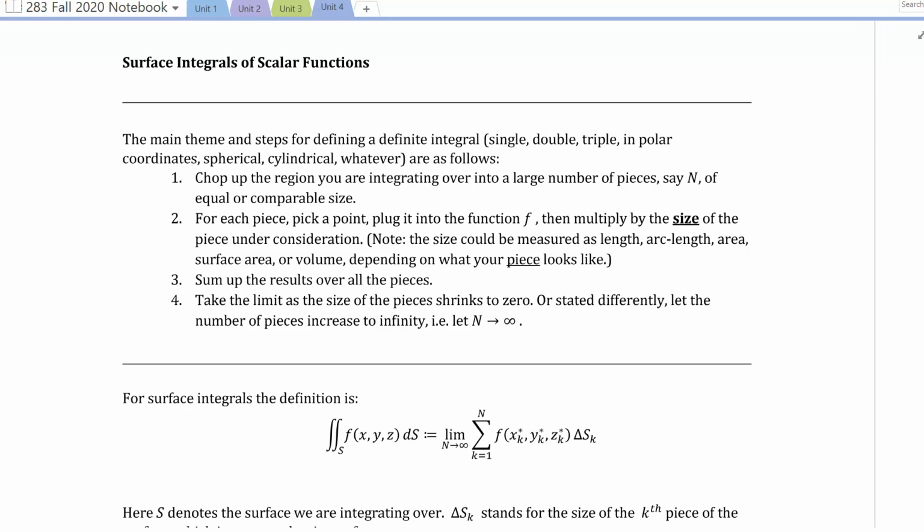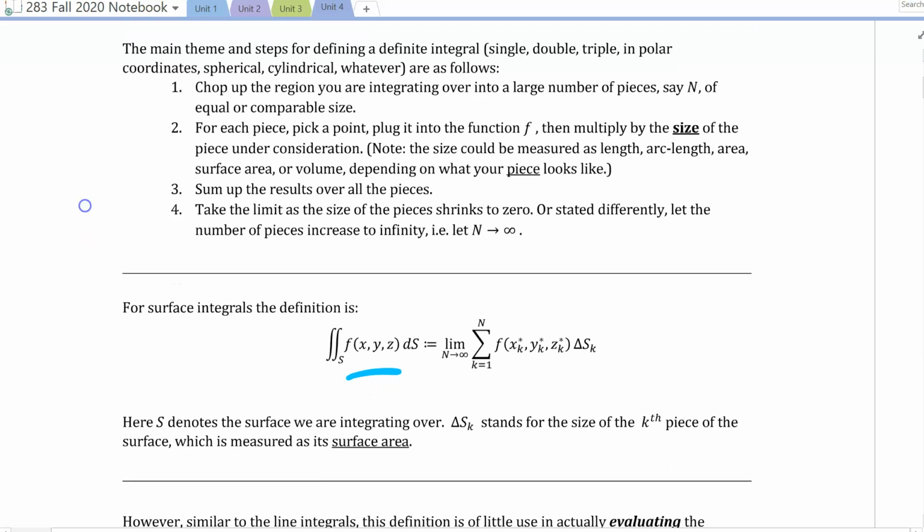And notice here we're talking about the surface integral of a 3-variable function. If we're talking about a surface in 3 space, we've got to have a function of 3 variables, and there's the limit definition for that surface integral. And again, the thing to key on is that the delta S sub k is going to stand for the size of the kth piece of the surface, which we're going to cut up, and it's going to measure the surface area. Therefore, the size of the surface is going to mean surface area.